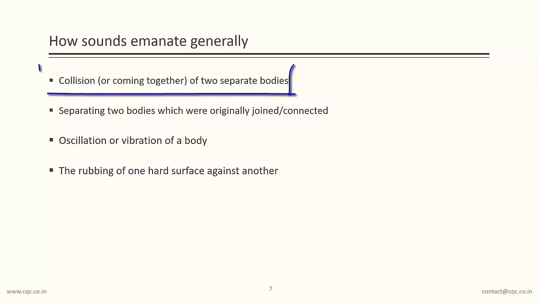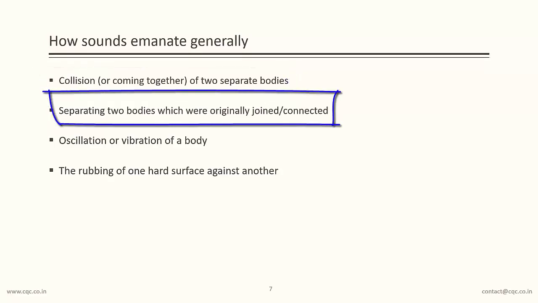One of the ways by which sound is generated is by the collision or coming together of two separate bodies. For example, when you clap your hands or when you bang a hammer to a wooden board. The other way is when two bodies which are originally joined are separated. For example, when you break a stick into two, the sound that is emanated from the breaking, or when you're tearing a piece of paper or pulling it apart.